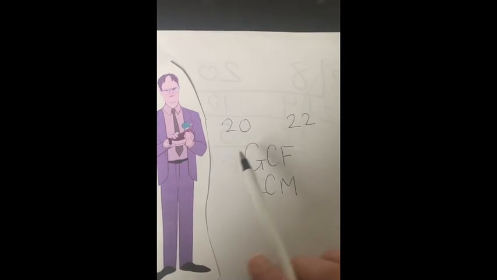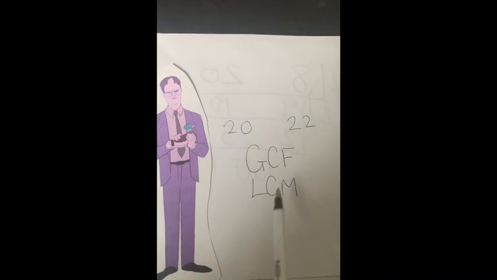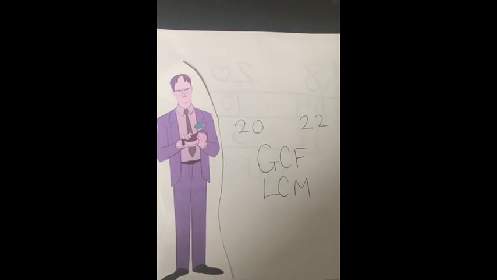If you could please take a snapshot picture of your example of how you found 20 and 22, GCF, LCM. Dwight and I will be waiting for it. Thank you.